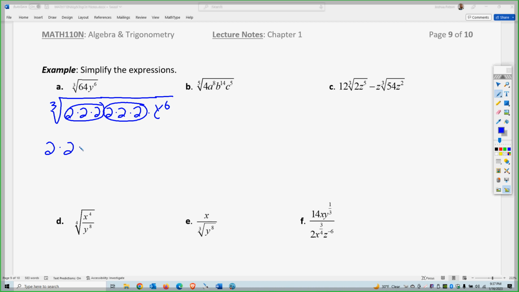So using the shortcut rule, this is y to the sixth. 6 divided by 3 is 2, and there's nothing left over. So this is 4y to the second. That is a perfect radical. Nothing gets left on the inside. So the numbers you can write out, but the variables you don't need to, you just divide, right?